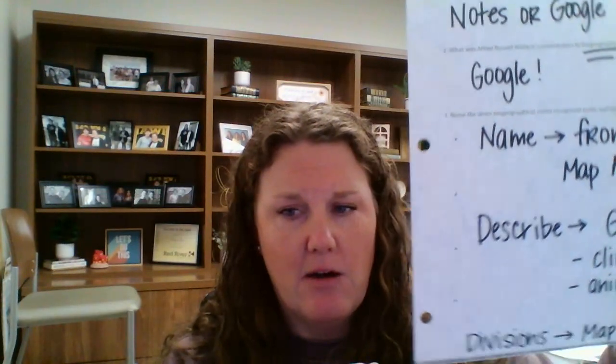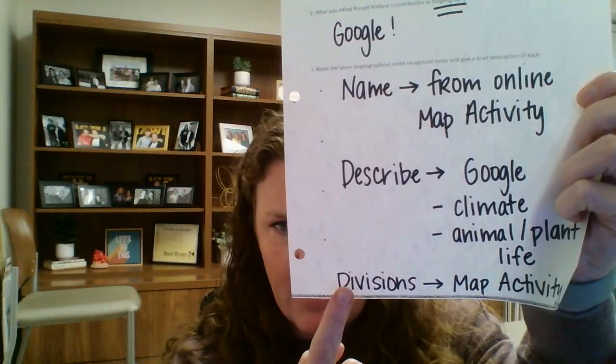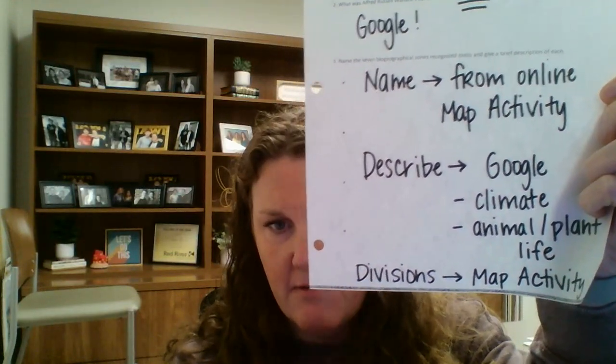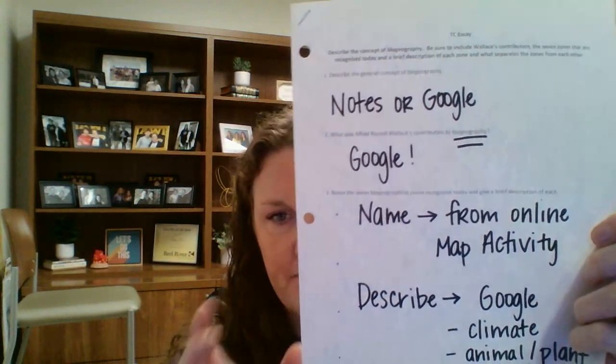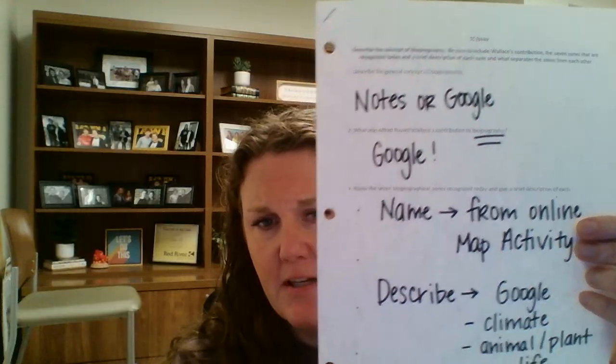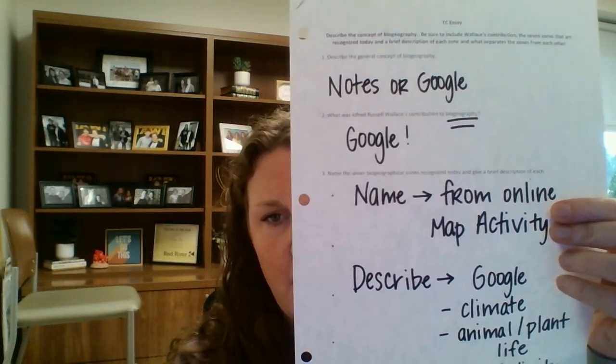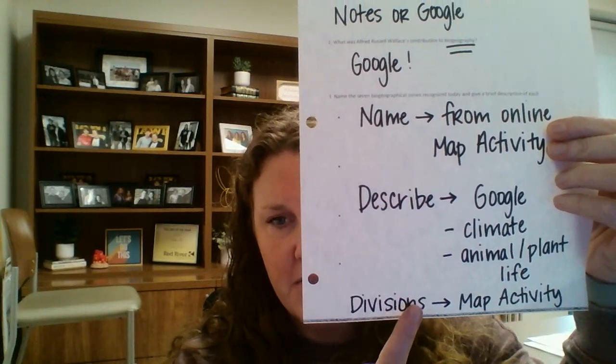But the activity also will give you the last part of the essay, okay, the divisions, what divides the biological or the biogeographical regions. So for part of the essay, you need to use the click map, okay? That map activity is going to give you the names of the 7 zones, okay? And then it's also going to give you the divisions, all right?